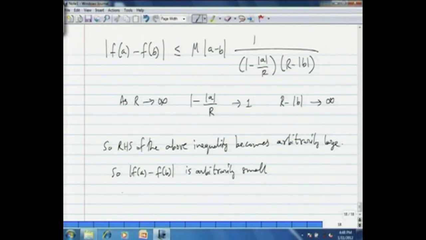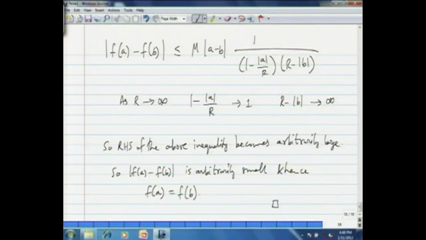Okay. So, we conclude the modulus of f of a minus f of b has to be equal to 0, which means f of a minus f of b has to equal 0, the only number with modulus 0 is 0. So, f of a had to be equal to f of b for the above inequality to hold for arbitrarily large r. Okay. So, since a and b were arbitrarily chosen from the complex plane, we conclude that f is a constant function.